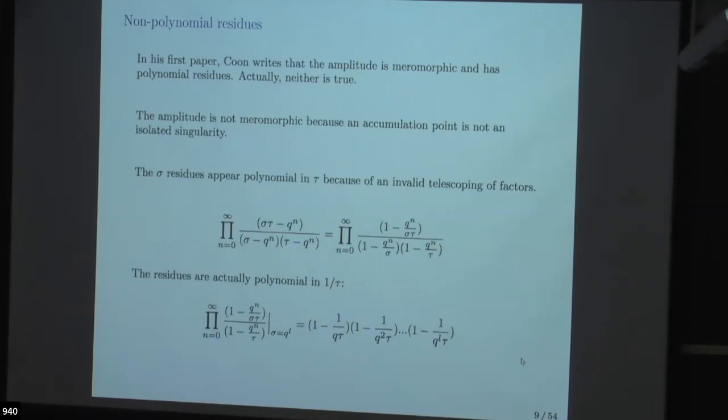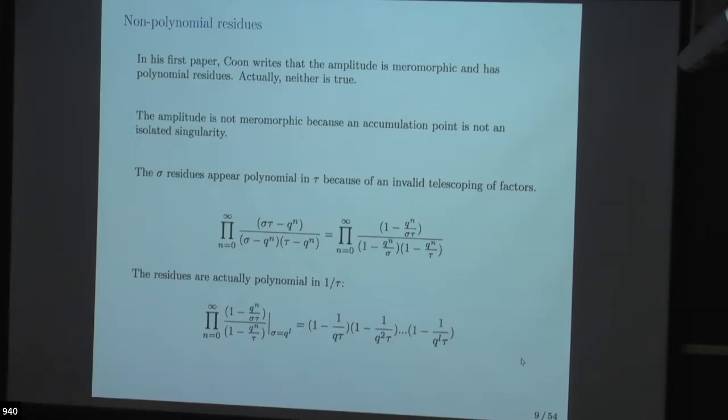But first, an issue to point out is that when Kuhn wrote down his first paper, he writes down that this could be an amplitude, because it's meromorphic and it has these residues which are polynomial. By polynomial residue, I mean that if you take a residue in S, that's going to be some function of t, and that's a finite polynomial in t. Okay, and so Kuhn wrote down these things.